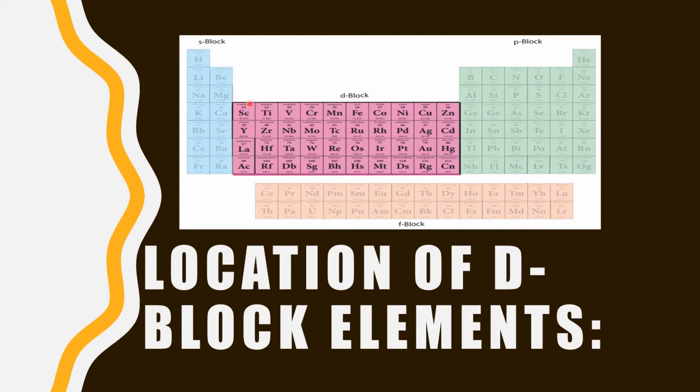In D block elements there are four series. These are the four series, and each series consists of 10 elements. Now let's see the detailed account of D block elements.